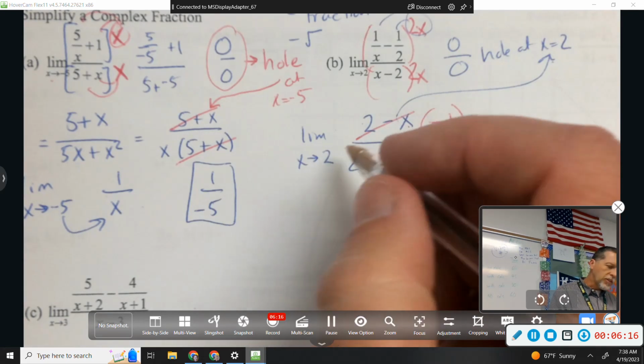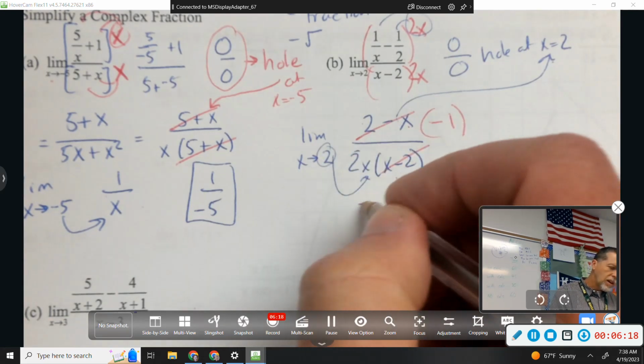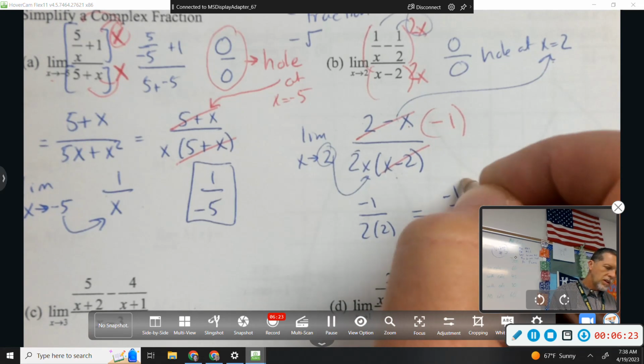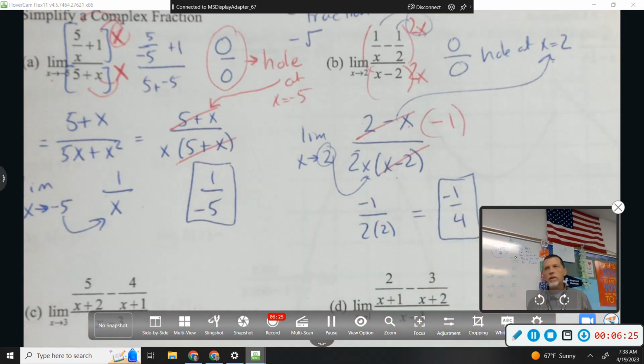Now let's try our substitution. So negative 1 over 2 times 2, negative 1/4.